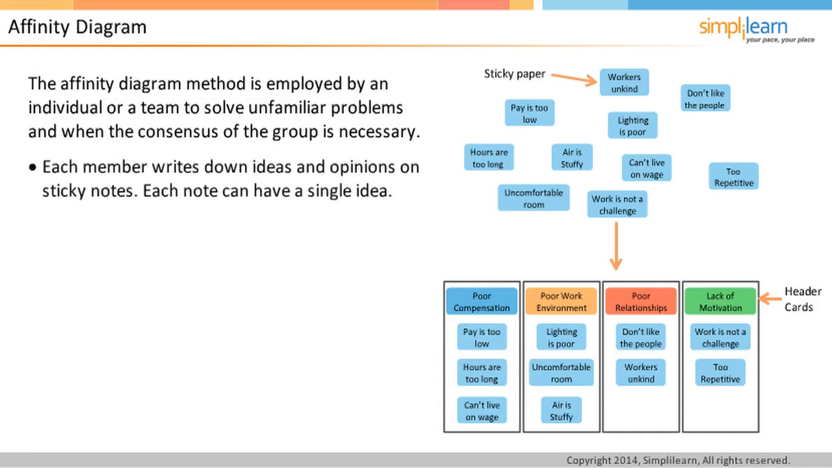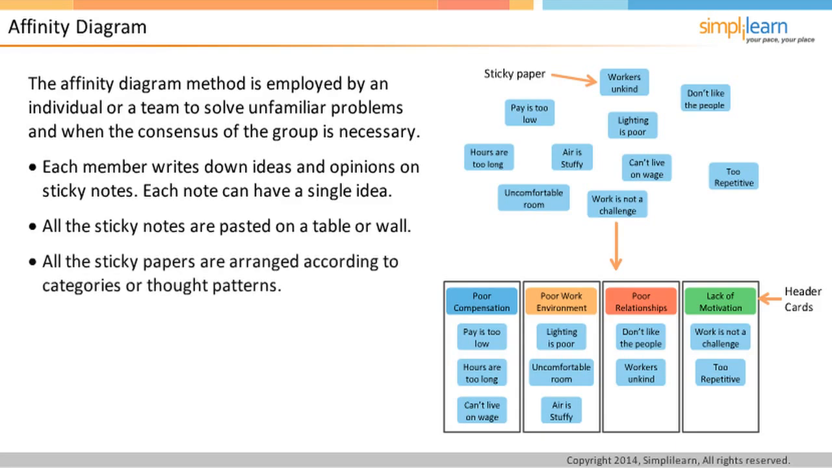The points which have surfaced during the brainstorming session are that the workers are unkind, pay is low, and it is difficult to survive on the pay structure, working hours are too long, etc. In the next step, all the sticky notes are pasted on a table or wall. The sticky papers are arranged according to categories or thought patterns. Members happen to arrange their ideas based on affinity.